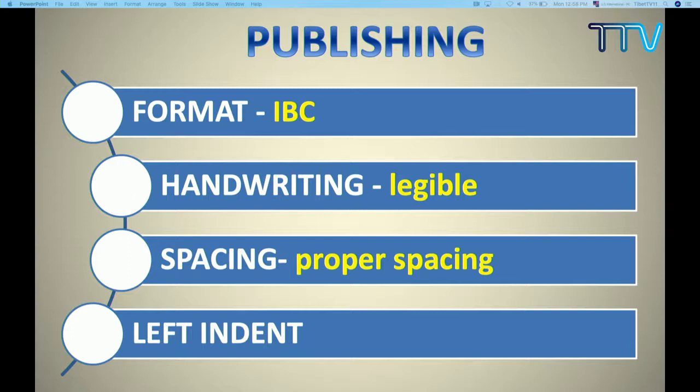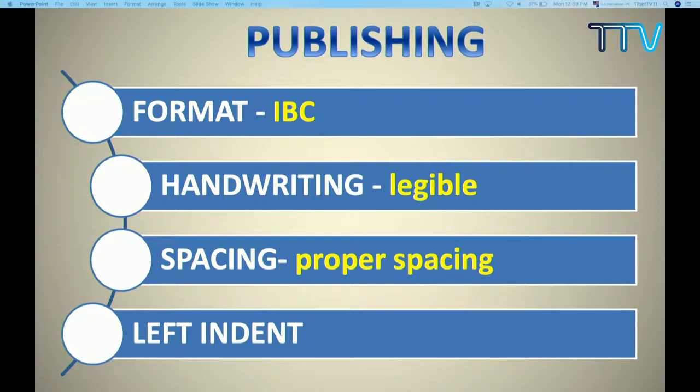So during the publishing stage, what do you do? You first of all look at the format. Whenever we have a piece of writing, at least it should follow the basic format: introduction, body, and conclusion. You check whether all these things are in proper order or not. And you see whether your handwriting is legible. If your handwriting is not legible, your audience may not be able to read it. Normally now we do it in a word processor, so there'll be no problem.